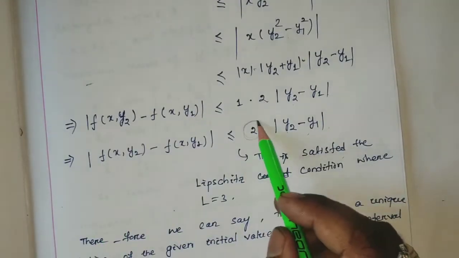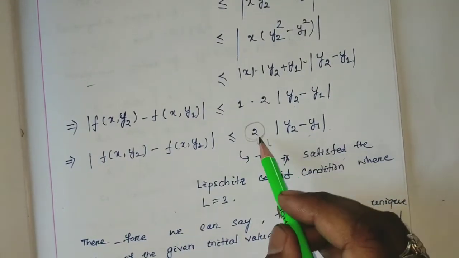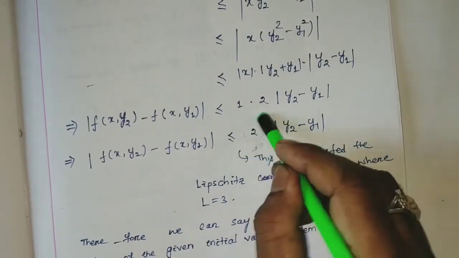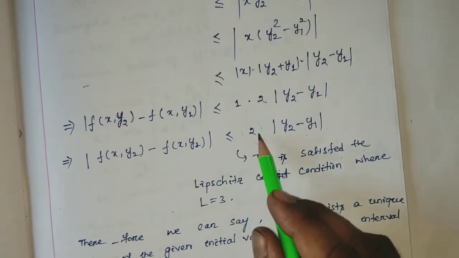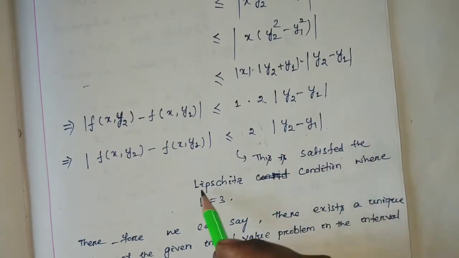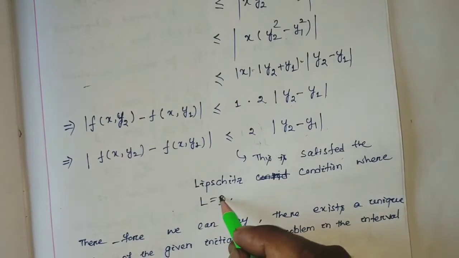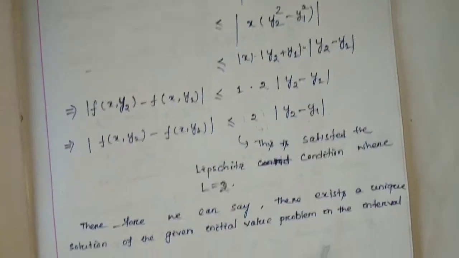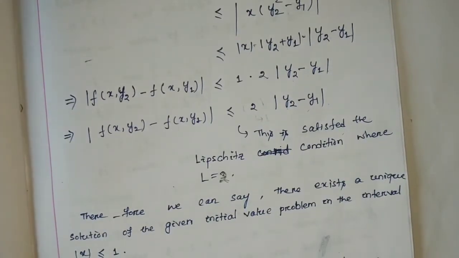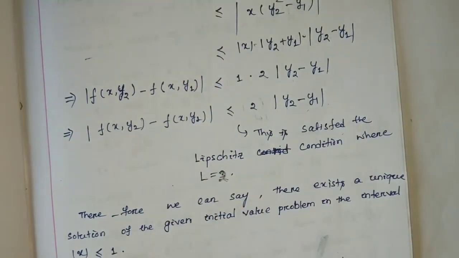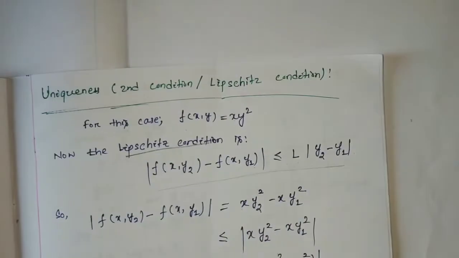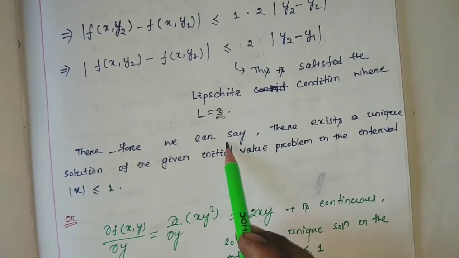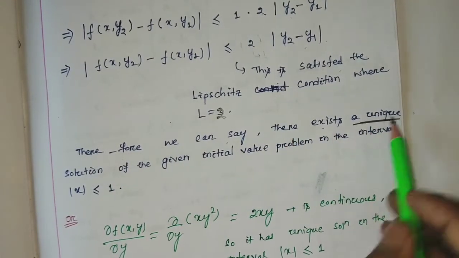So here L is nothing but 2. The Lipschitz constant for this case is 2. So this satisfies the Lipschitz condition where L equal to 2. So what are we going to say after this much derivation? Here the first condition has been satisfied, and the second condition, the so-called Lipschitz condition, is also satisfied. So we can say that there exists a unique solution.